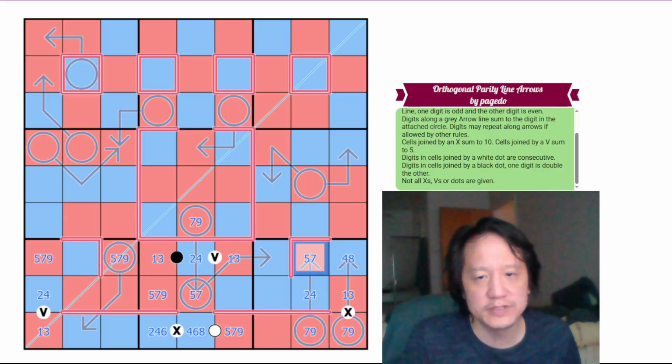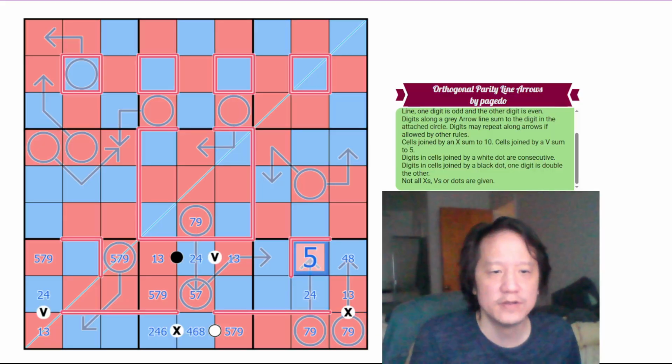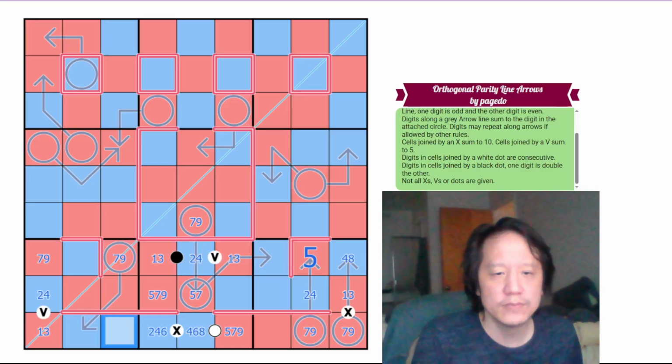So this can't be 7 here, this is 5. That eliminates 5 in the rest of the row. This 7, 9 pair in row 9 eliminates 7, 9 in the rest of the row, so this is 5. That means this can't be 5, this is 7. And this can't be 5 or 7, so it's 9. 7 can only add up with 2 to add up to 9, so this is 2, this is 9.